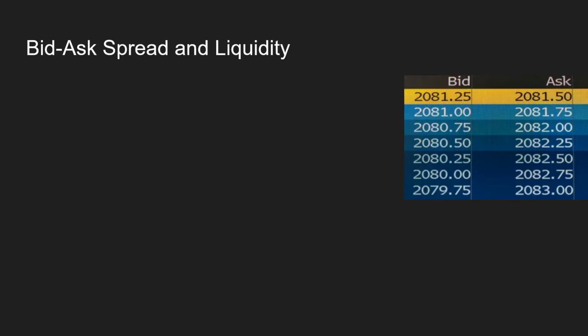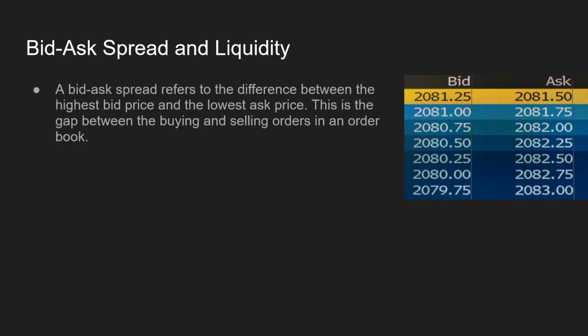Next thing we'll talk about is the bid-ask spread and liquidity. So bid-ask spread refers to the difference between the highest bid price and the lowest ask price. This is the gap between the buying and selling orders in an order book. So in this case here we see a small gap between the bids, these are our buys, and our asking price, these are our sells.